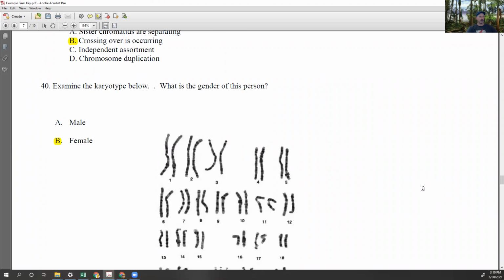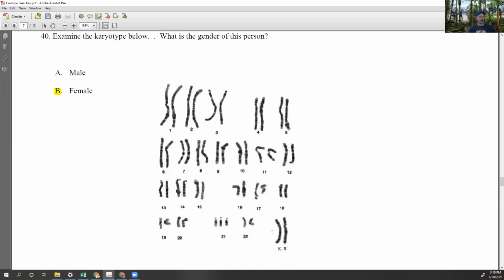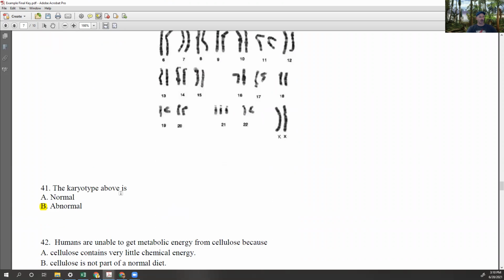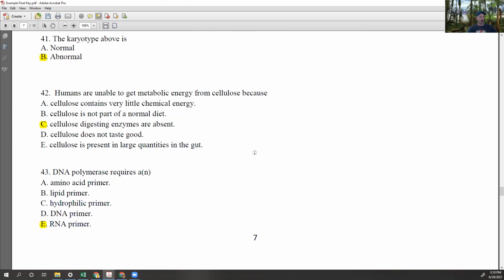Examine the karyotype below. What is the gender of this person? Well, they have 2 big X chromosomes. So this is a female. The karyotype is normal or abnormal? Well, abnormal because there is an extra chromosome at number 21. They have trisomy 21.